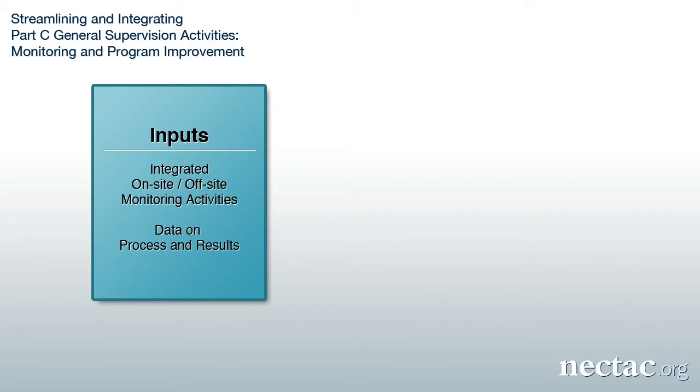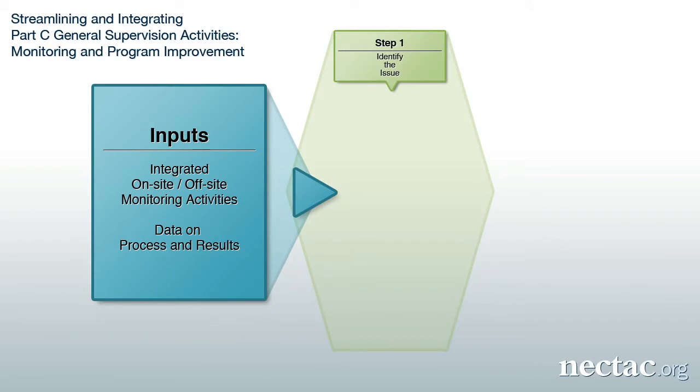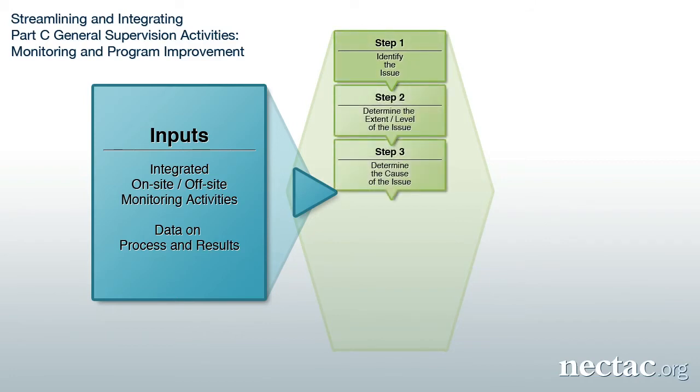Let's talk through a short example of how local program data from these on- and off-site activities might be used throughout the 6 steps. Data from a state's self-assessment, state dispute resolution system, and the state's data system might form the basis to identify an issue in Step 1. Steps 2 and 3 look deeper into this data, possibly using additional data from root cause analysis tools to determine the level and extent as well as the cause of the issue.